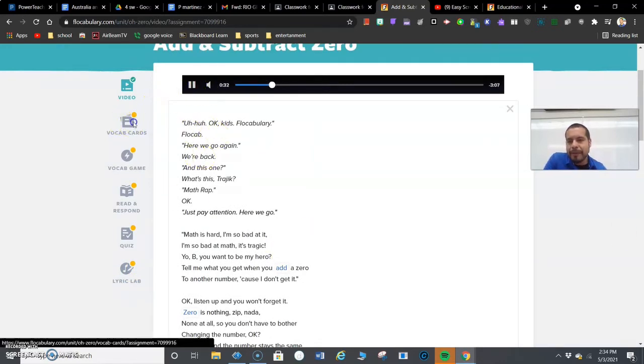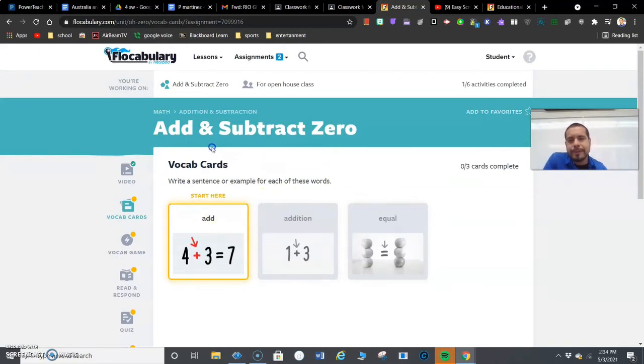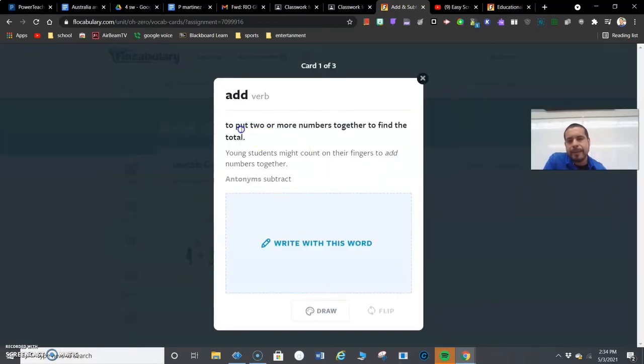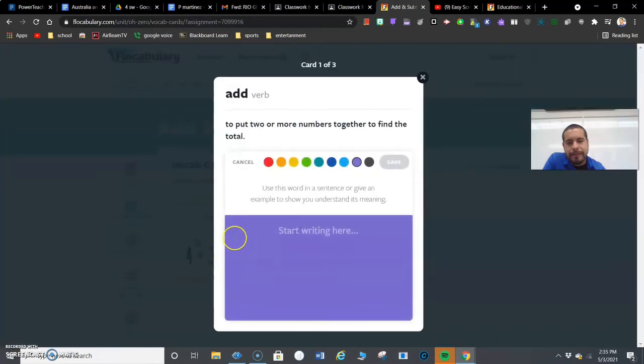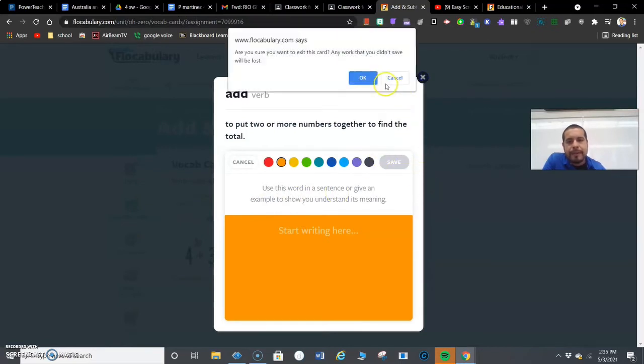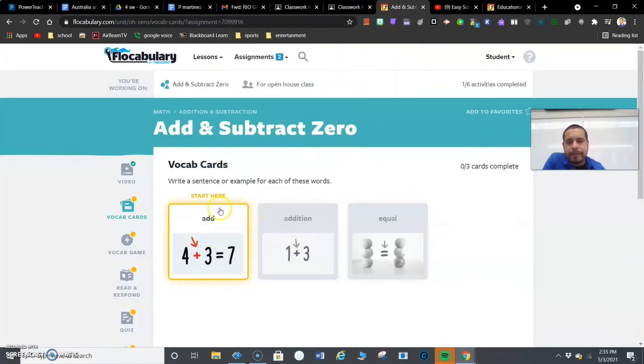So next would be vocabulary. So once the student moves on, they go here to vocabulary. It'd be like start here where it says add. So here it says to put two numbers or more numbers together to find the total. Young students might count their fingers and add and subtract. So here it says 4 plus 3 equals 7. So here the kids can write something, if they want, and they can move on.